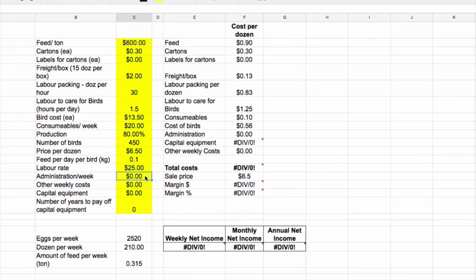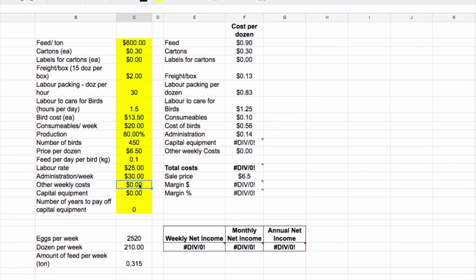Your next one is administration per week. This isn't worked out as an hourly rate. This is just, it could be admin, it could be accounting, it could be following up invoices, something like that. Admin, I'll just do $30 a week.